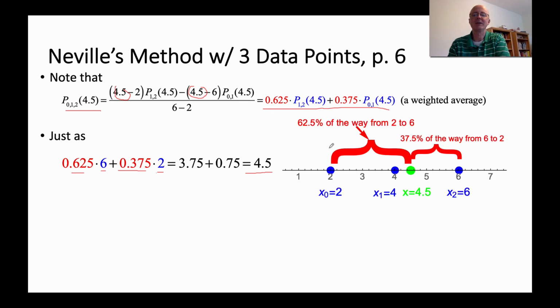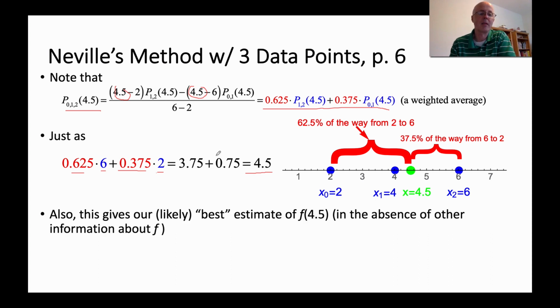Here's a static diagram to illustrate this. So we got all three nodes in here. x0 equals 2, x1 equals 4, x2 equals 6. We've got the x is 4.5 in green there. 4.5 is 62.5% of the way from 2 to 6. Likewise, 4.5 is 37.5% of the way from 6 down to 2. Okay, and you can double check all these ideas. That's the intuition behind what's going on. It's not a proof of anything, but it's some intuition about why it works.